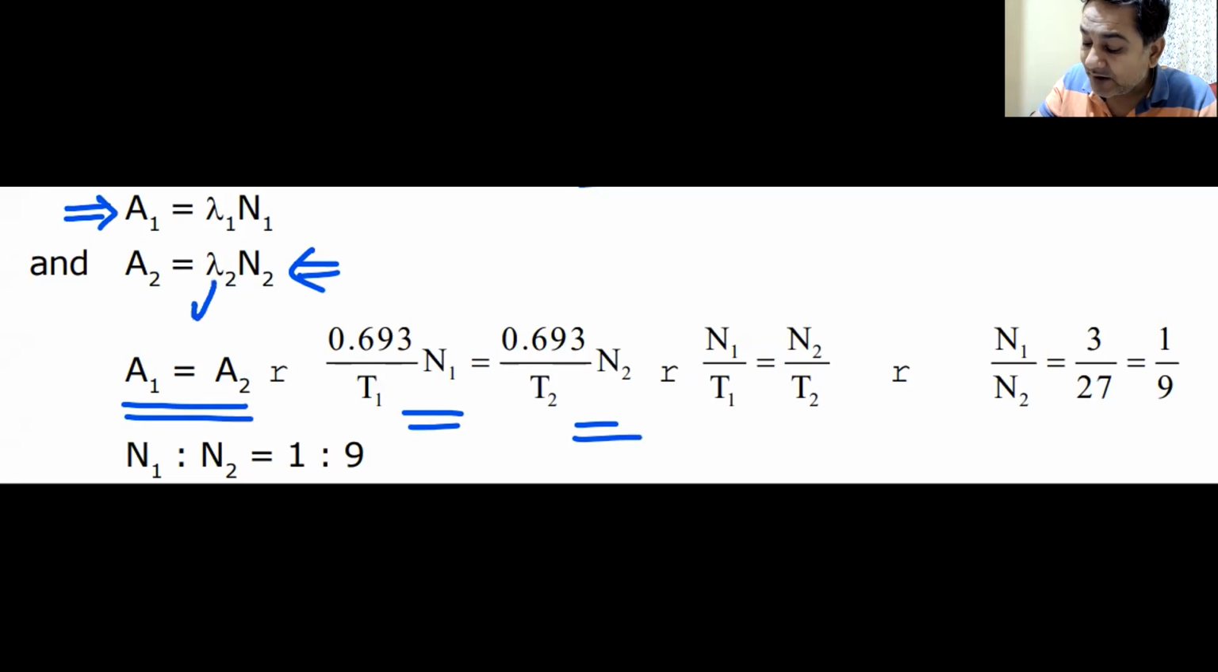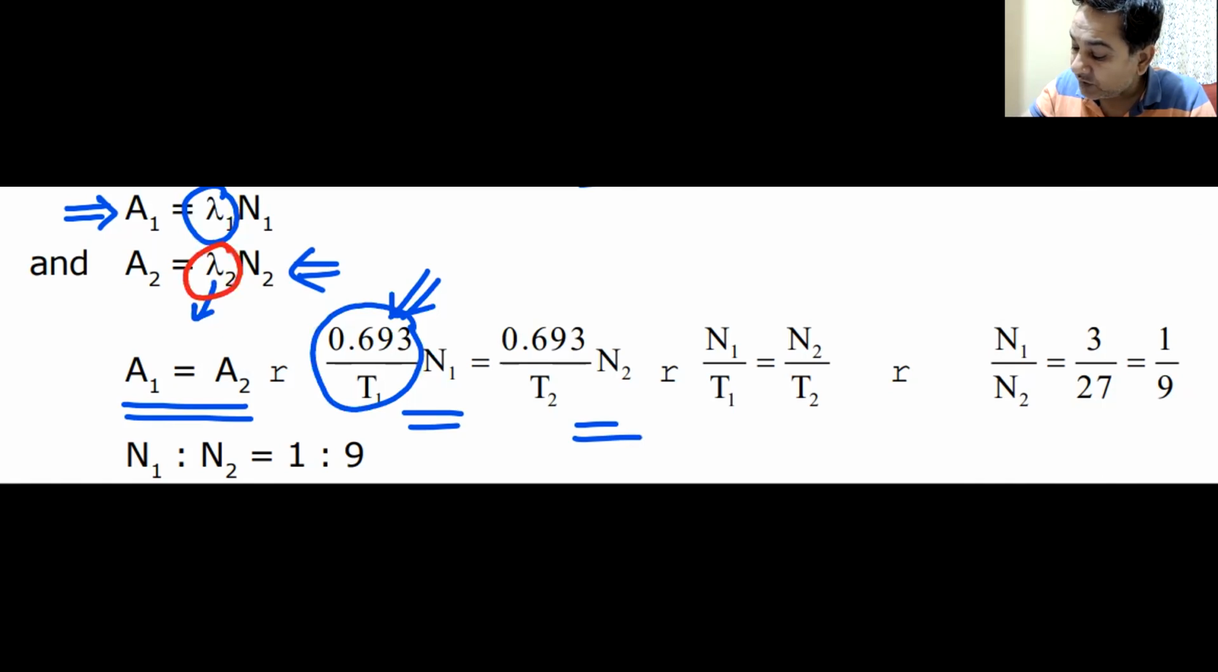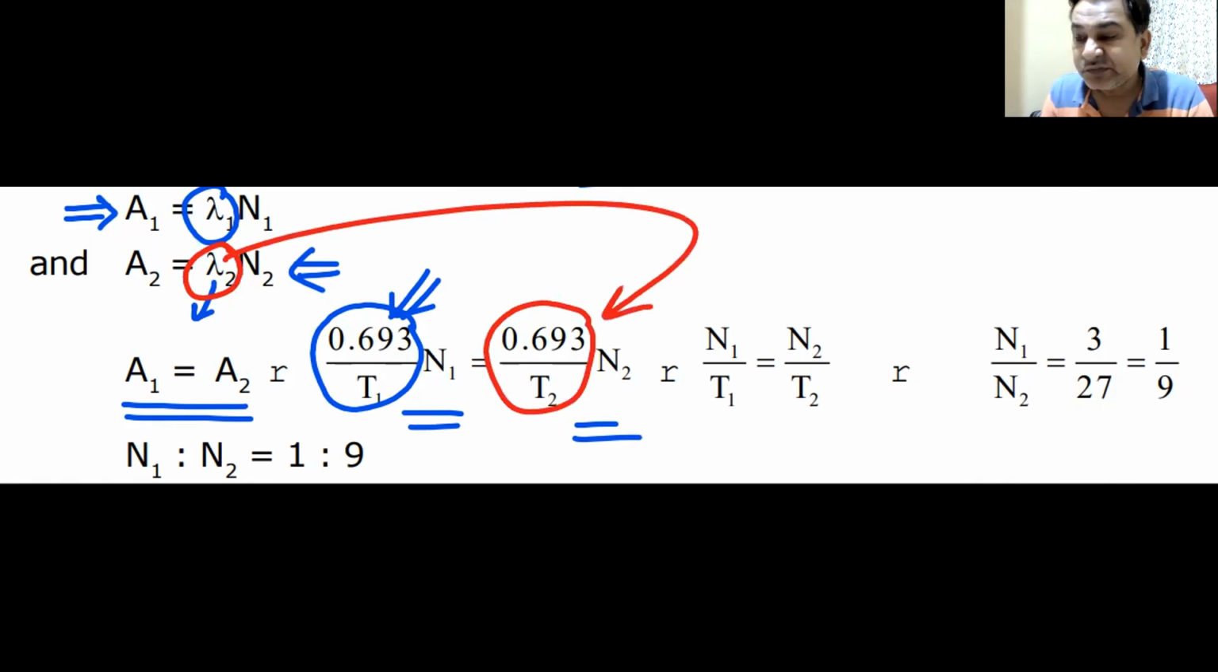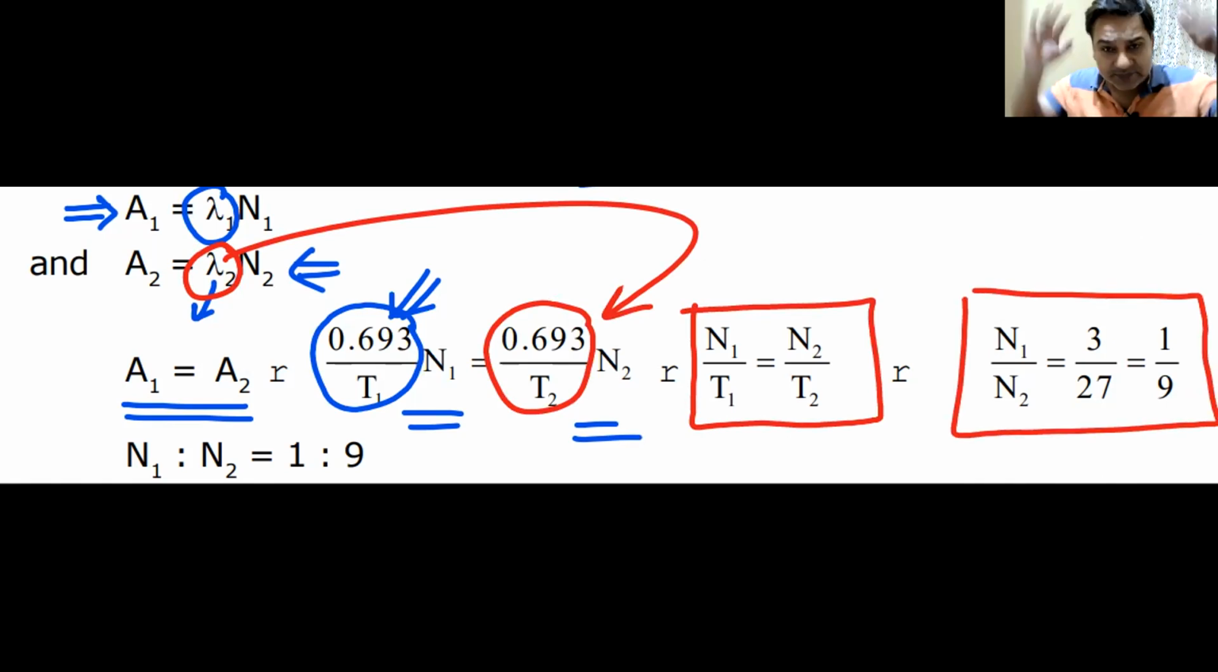The value of lambda is 0.693 by t half. We understand this? That's it. We put the value of lambda 1 here. Then I use a different color pen, and put the value of lambda 2 from here to here. We understand this? Yes or no? From here, I get this relation: N1 by N2 is T1 by T2. From here, I can find the ratio of N1 and N2. Everyone got this? Can I have some raise hand that we got this? Yes, sir.